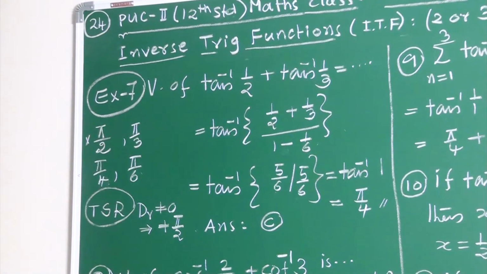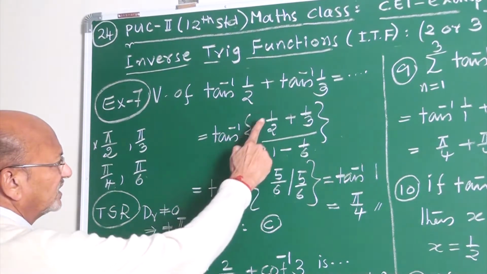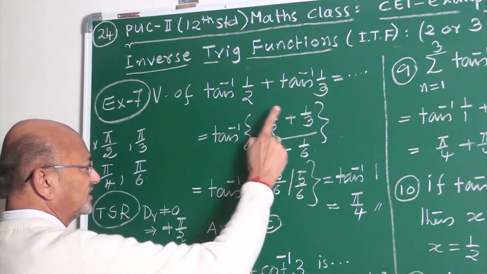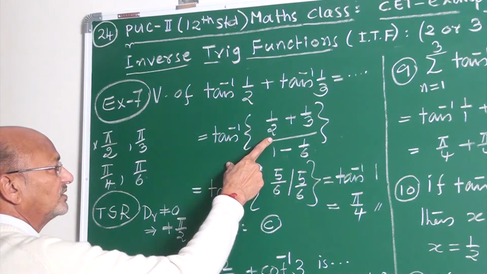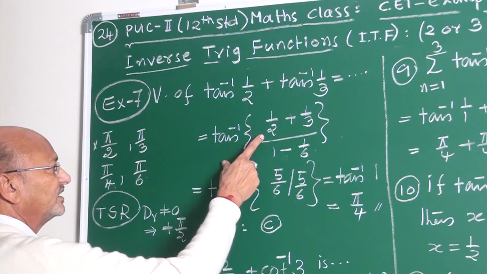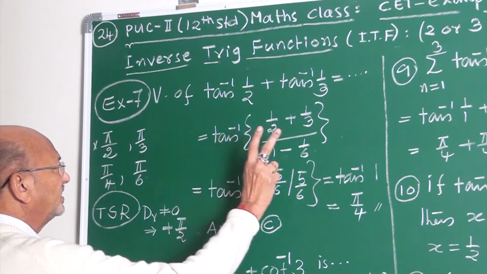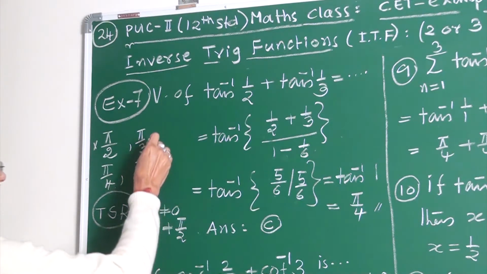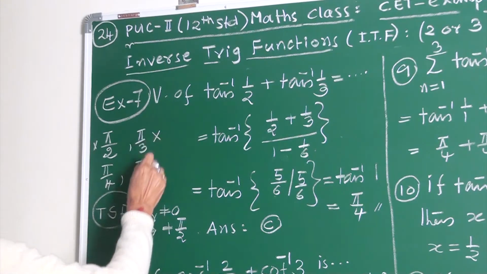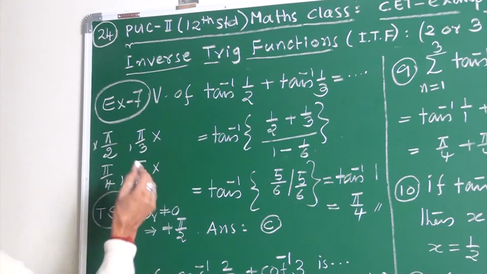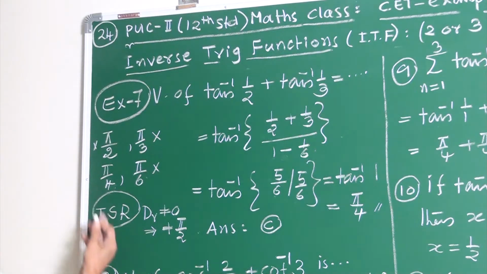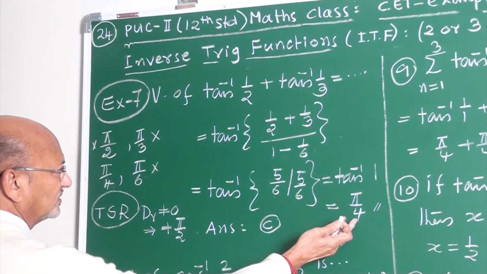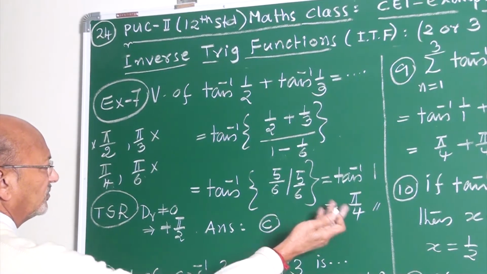First option. What is next? Does this expression contain root 3 terms? No. Whether it is the numerator or denominator, it is free from root 3. When it is free from root 3, what is the possibility of the angle? Pi by 3 and pi by 6 are not there. Then what is left? Pi by 4. That pi by 4 will be your answer.